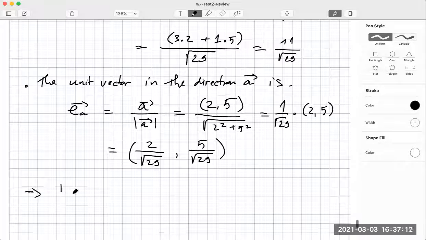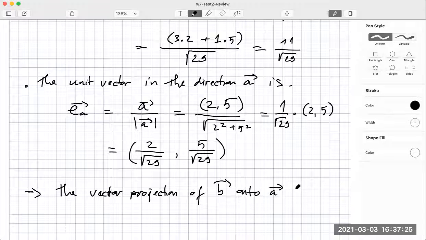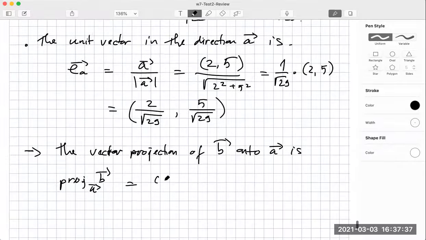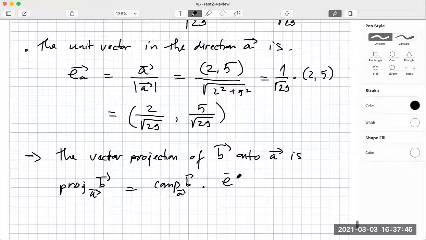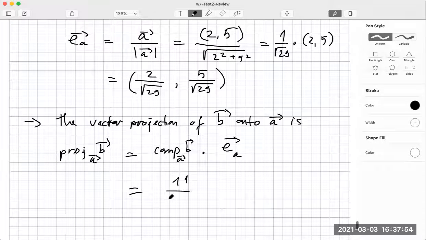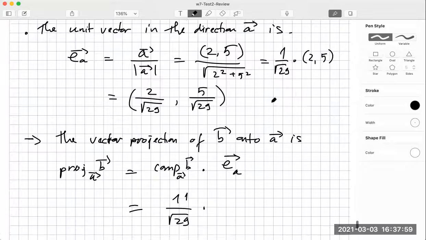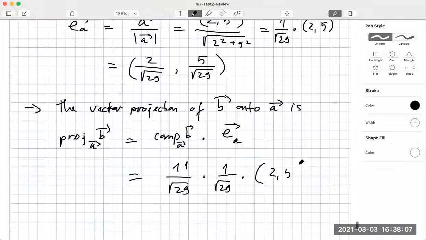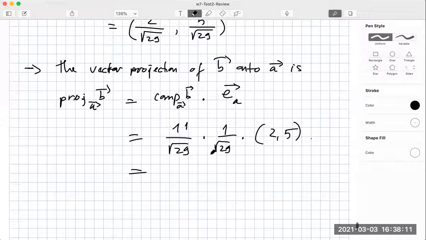Then the vector projection of B onto A is this scalar projection times the unit vector in this direction, okay, which will be 11 over square root of 29, right, times the unit vector, which is 1 over square root of 29, times (2, 5) here. Square root of 29 times square root of 29 gives us 29, right?